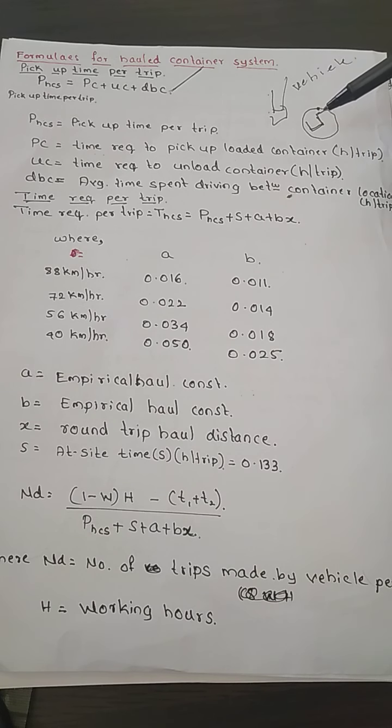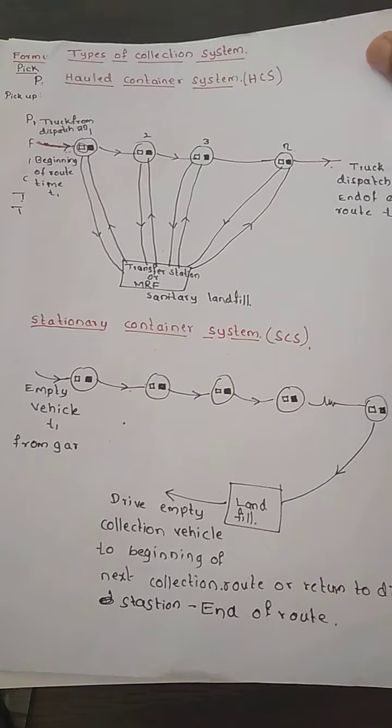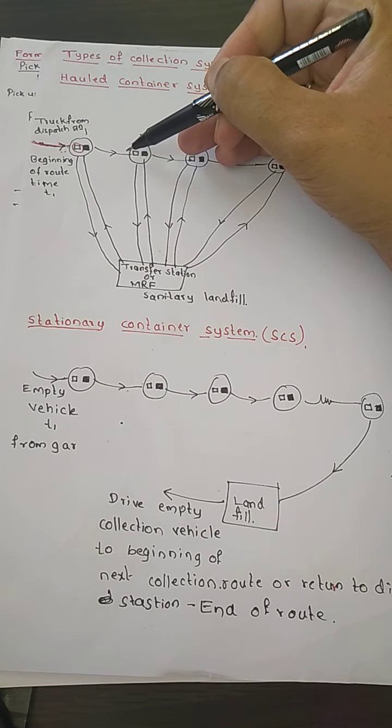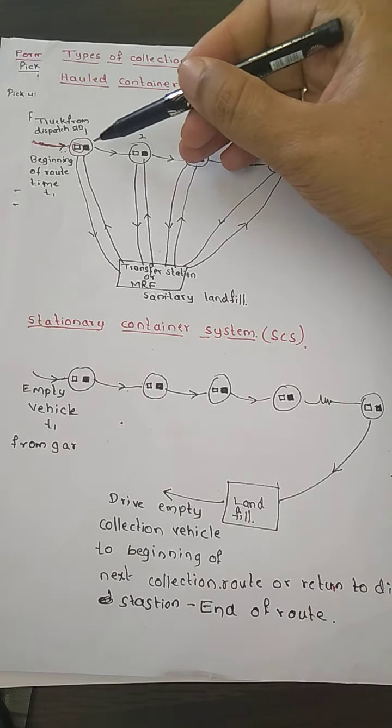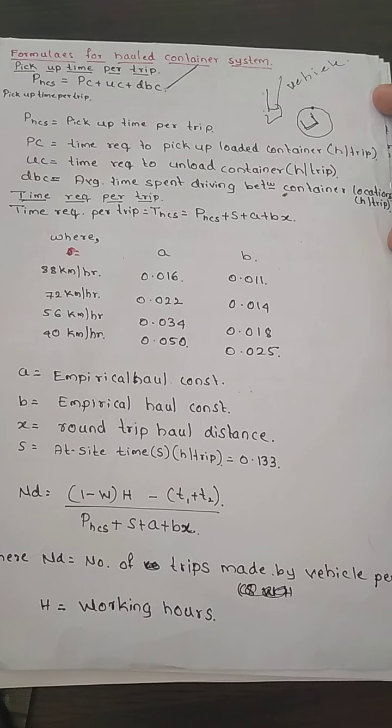Now what is UC? It is the time required to unload the container. This particular container we are going to unload. The time required for that we call the time required to unload the container, that is UC. Now what is DBC? DBC is the average time spent between the containers. From one container to another container, the time it takes to travel between them is called DBC, the average time spent between the container locations.